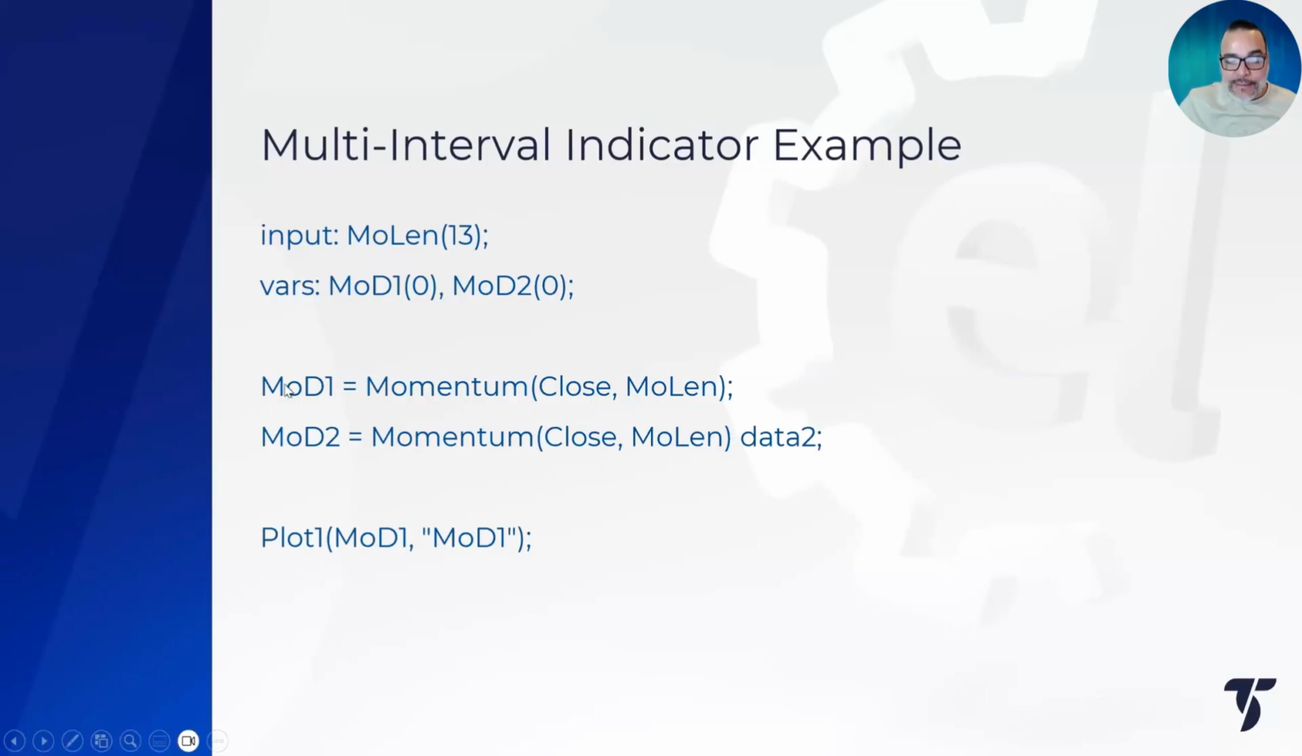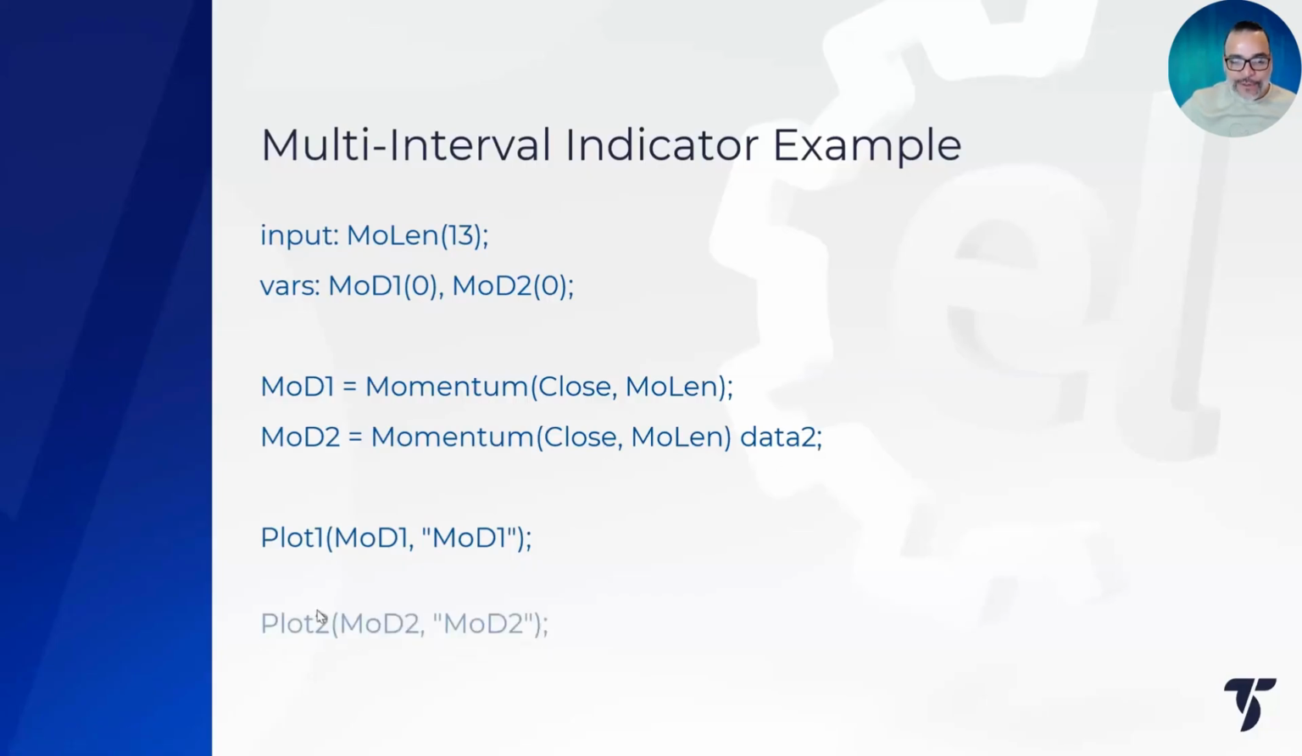So if you look at MoD1, it just represents data 1. This is using the close, and MoLength is 13. So it's looking 13 bars back, looking at the closing price and calculating how much difference there is between the current close and the close 13 bars ago. That's how momentum is calculated. On MoD2, which is representing data 2, you can see that we use the exact same function, the exact same parameters, but at the very end we have that modifier, data 2. So it's making reference to the closing price of data 2.